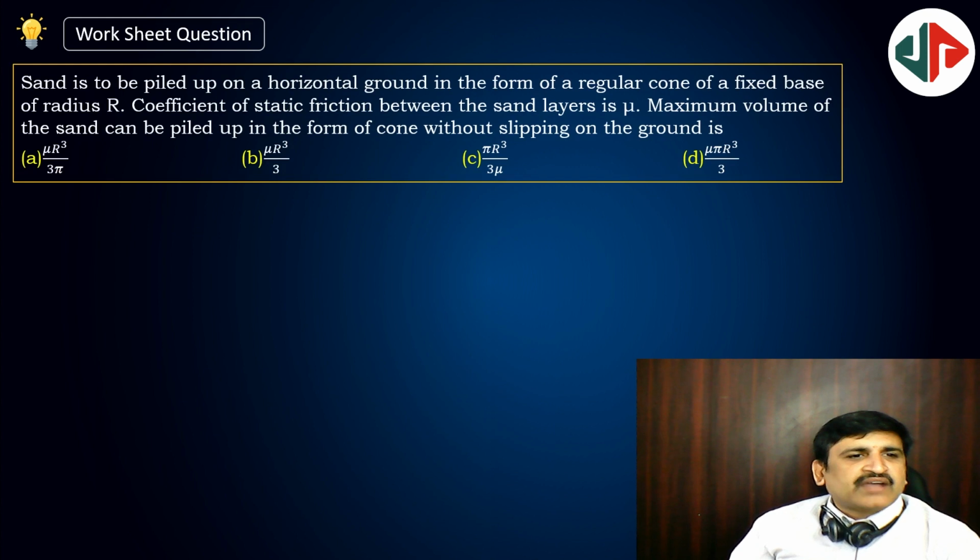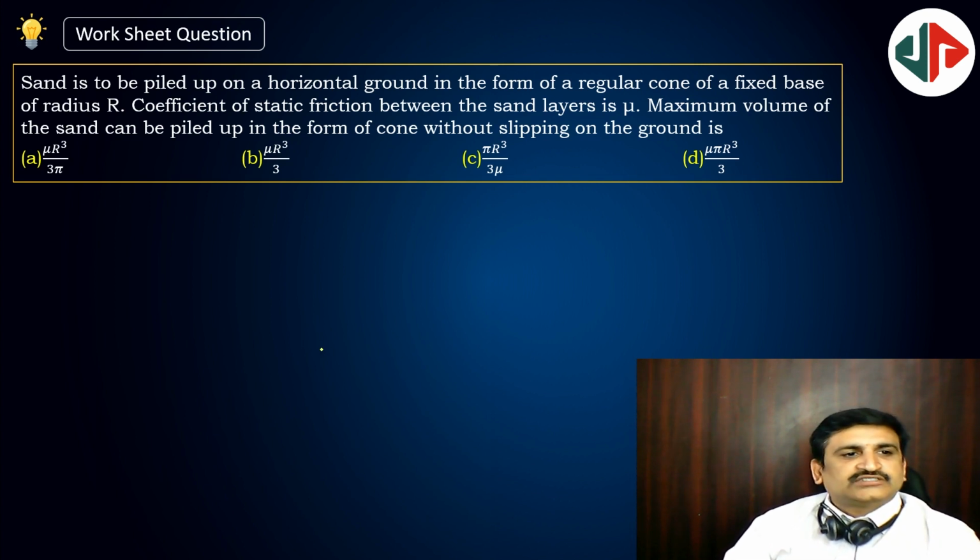Sand is to be piled up on a horizontal ground in the form of a regular cone with a fixed base of radius r. The coefficient of static friction between the sand layers is mu. The maximum volume of sand that can be piled in the form of a cone without slipping on the ground is given in these options, and we have to choose from them.